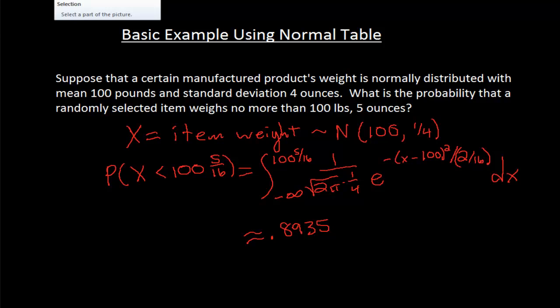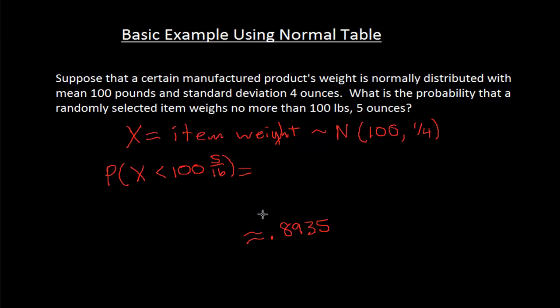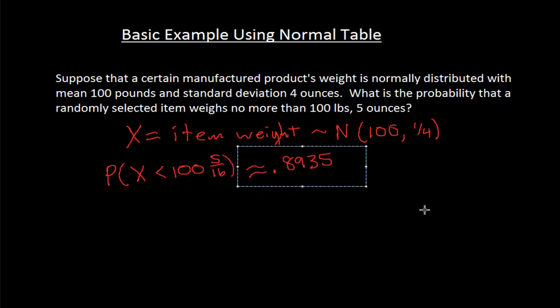What I'm going to do is make some space here, and to do that I'll get rid of this integral, and I'm going to take this selection here and move it right there. So we already know that this probability is about 0.8935.